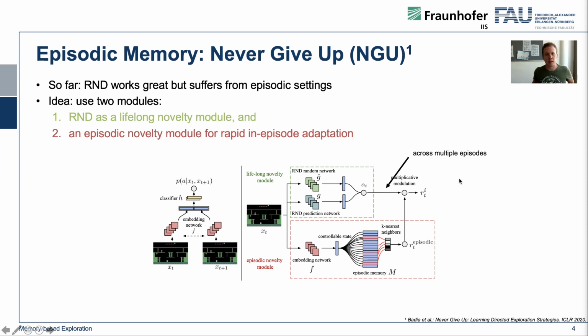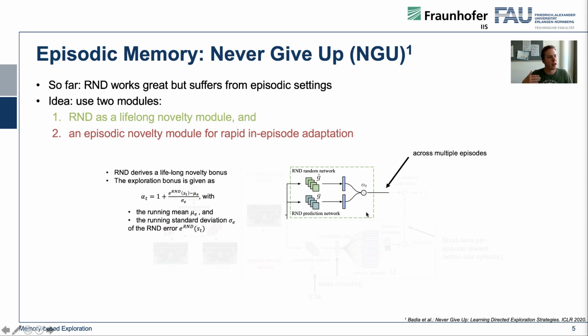What's happening is that the lifelong novelty module runs across multiple episodes, and the episodic novelty module consists of something like the intrinsic curiosity module, which gives us a state encoding. This state encoding in the episodic novelty module is put into something called an episodic memory. This episodic memory is used to derive how novel a certain state within an episode is. From this episodic novelty module, we get a short-term per-episode reward that is active within one episode.